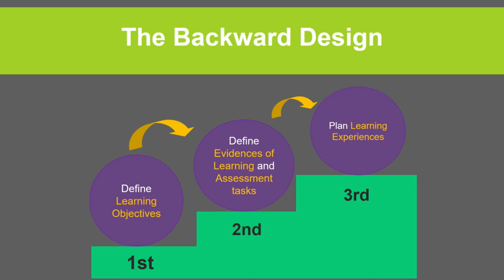The second step is then to say, what would it look like if students could accomplish that learning objective or that learning outcome? So we need to define evidences of learning, as well as how would we assess, how would we know that evidence would help us to answer the question if students learned and accomplished the outcome and objectives we were after. And then finally, once we have our objectives and our evidences defined and what the outcome assessment task will look like, then we go to the third step and we plan learning experiences for the students.